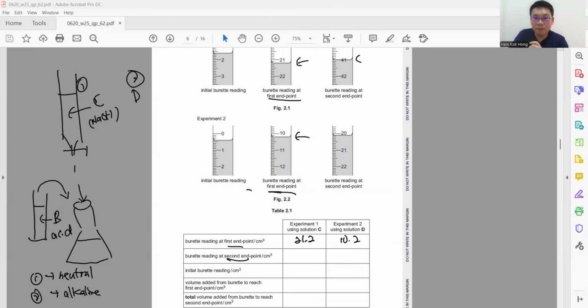Second endpoint, initial burette reading. Volume added from burette to reach the first endpoint. So it's this minus this, 19.6. This minus this, 9.8. Then total volume added from burette to reach second endpoint. Second endpoint is here, so it's this minus this.